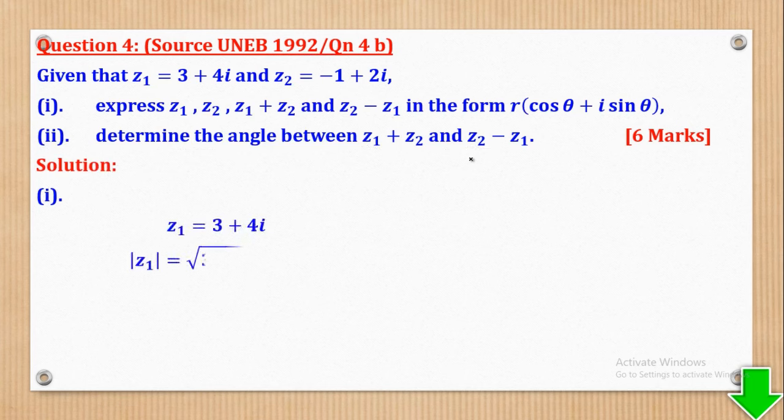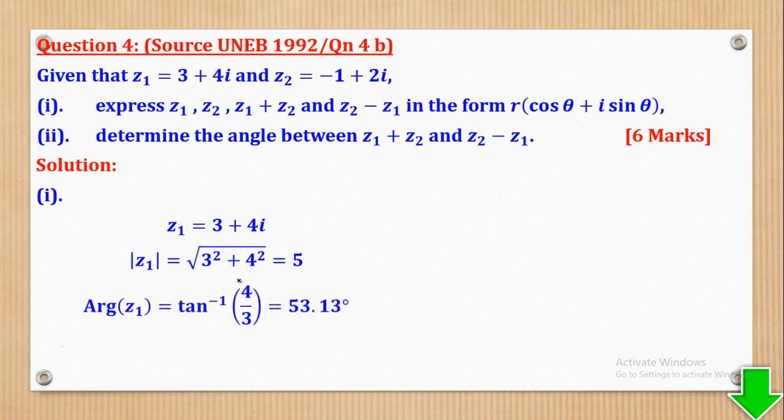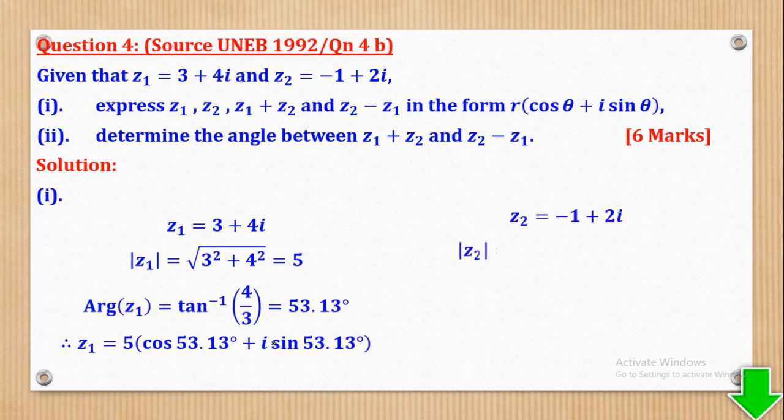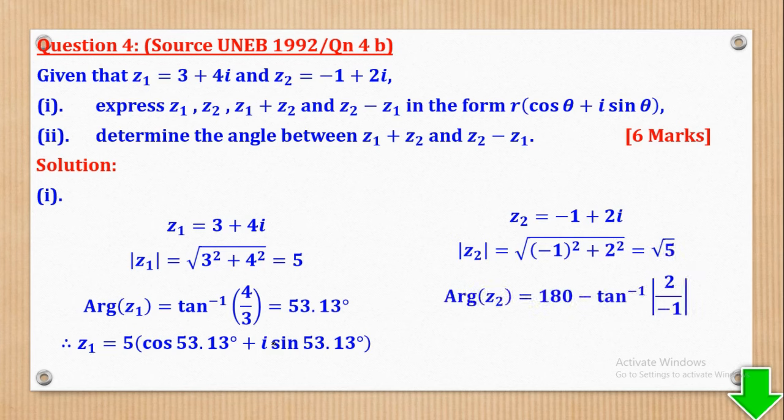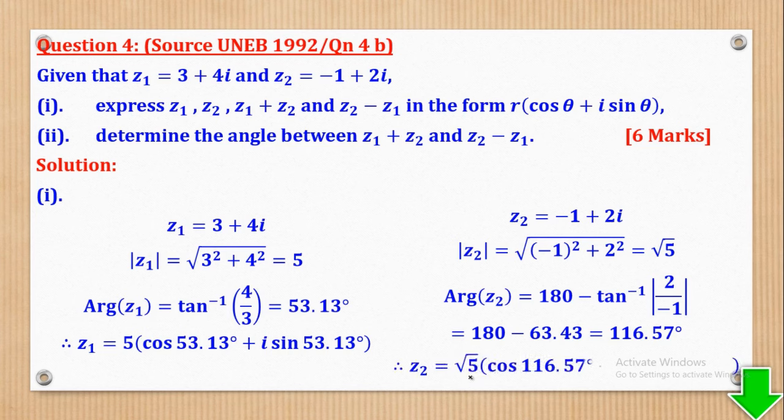So for z1 we shall first get the modulus and also the argument. Then also therefore z1 is that in terms of modulus argument form. Then for z2 also get the modulus, get also the argument. So this one is in the second quadrant, that's why it is 180 minus arctan. Then write in modulus argument form. Then you also have to get this and this.